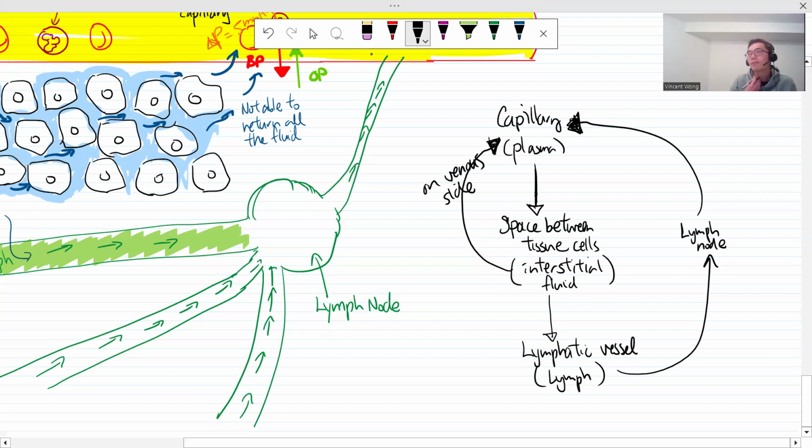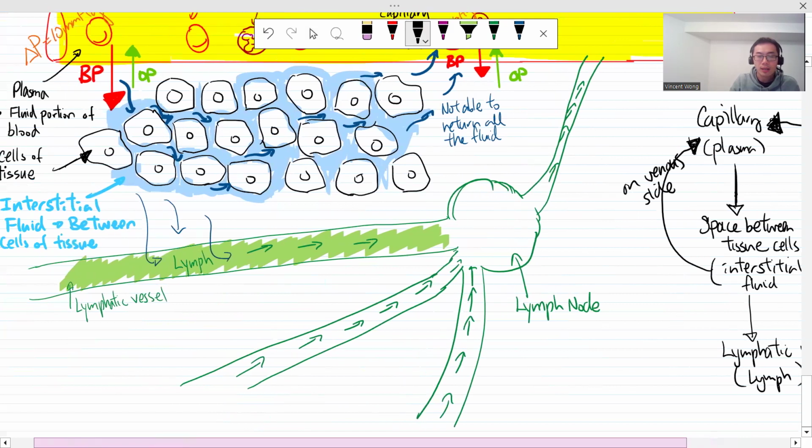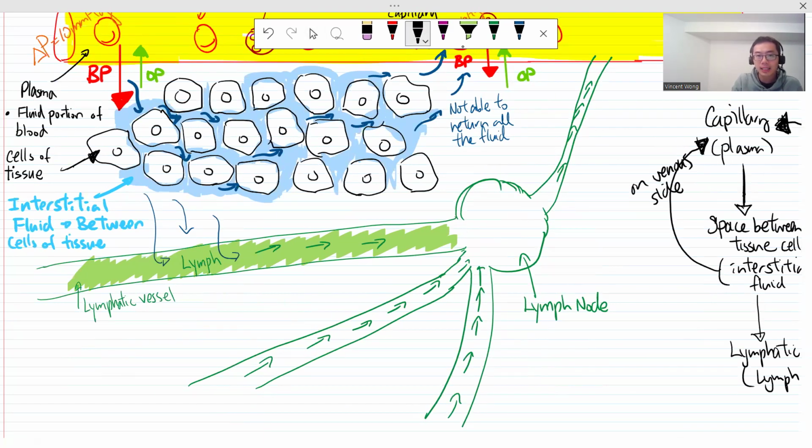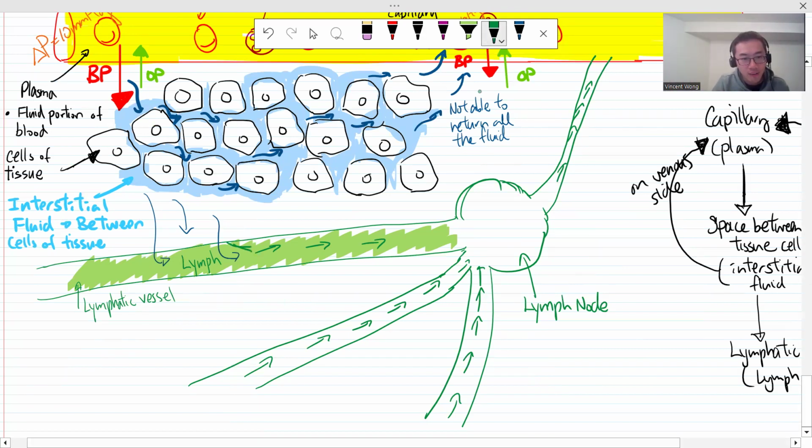Is the lymphatic vessel also a type of blood vessel? No, it's not a blood vessel because it's not connected to the heart. It's its own thing. We call it the lymphatic vessel. That's actually a good question, because the lymphatic vessel is not connected to the heart, so there is no pump that would help circulate the lymph. And so in the lymphatic vessels, you have valves. These are valves.